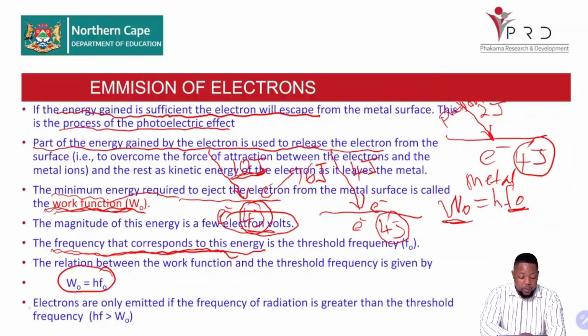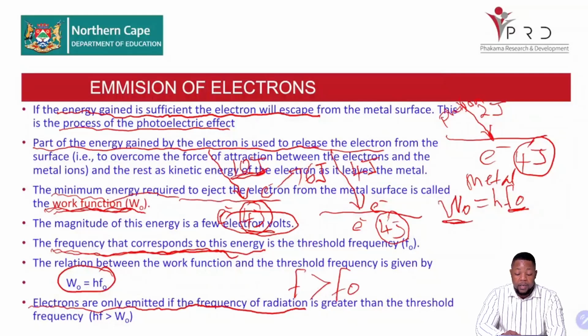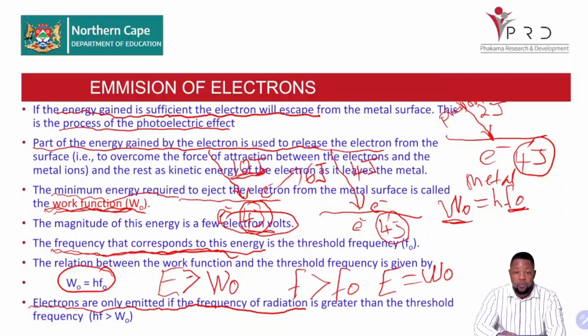Now, finally, we know that electrons are only emitted if the frequency of radiation is greater than the threshold frequency. The frequency of radiation must be greater than the threshold frequency for electrons to be emitted, or the energy of radiation must be greater than the work function for electrons to be emitted. And if the energy is equal to the work function, the electrons are emitted but do not have the kinetic energy to move from the metal surface.